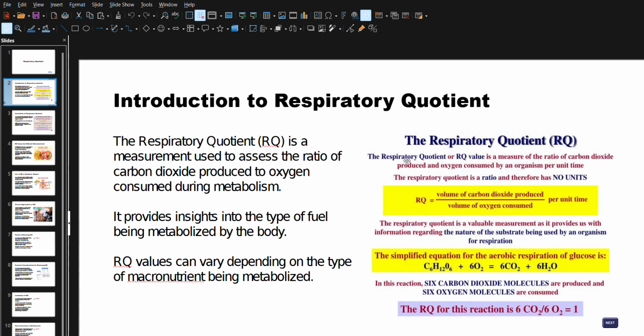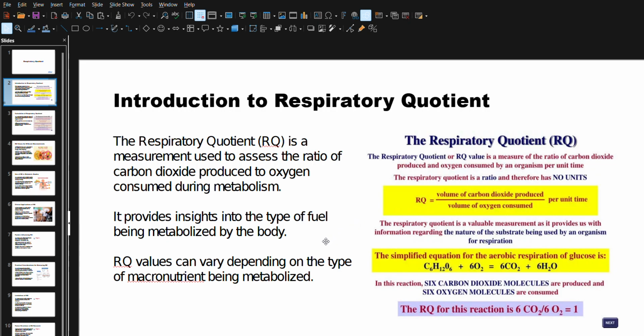Here if you see the calculation, first we will see the respiratory quotient is a ratio and therefore has no units. So RQ is equal to the volume of carbon dioxide produced by the volume of oxygen consumed per unit time. So the respiratory quotient is a valuable measurement as it provides us with information regarding the nature of the substrate being used by an organism for respiration.